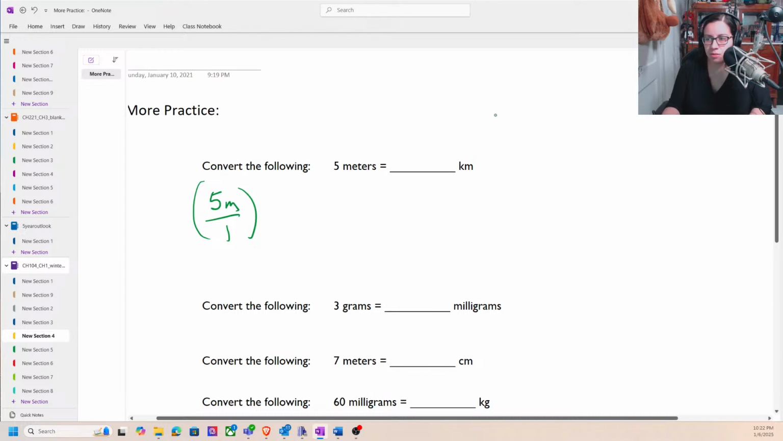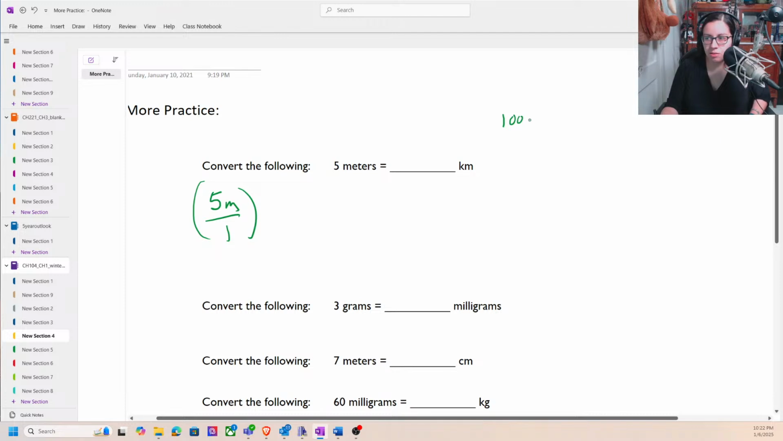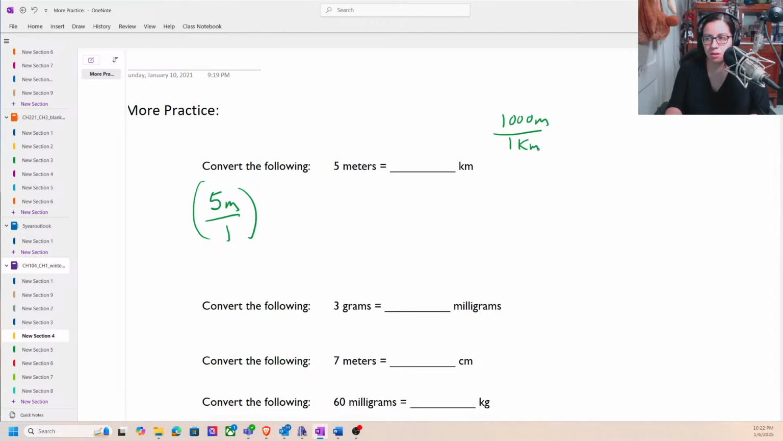And so, right, we can even set up our conversion factor first before we get started. So I know there's 1,000 meters in 1 kilometer. So now I'll have to invert this, right? So we have meters on bottom, 1 kilometer on top.